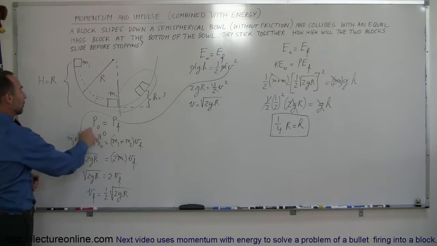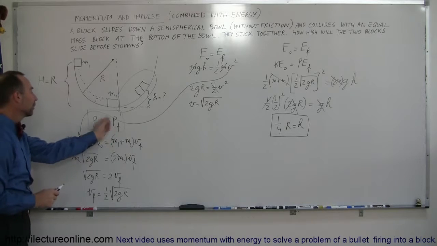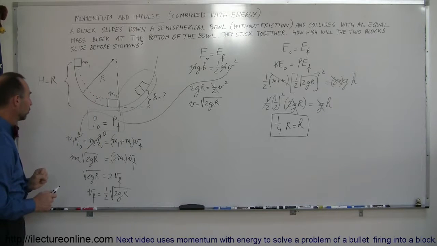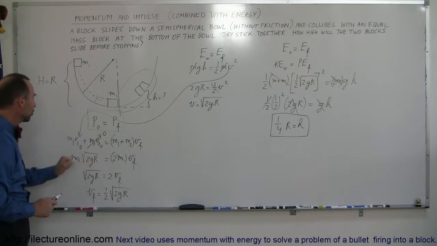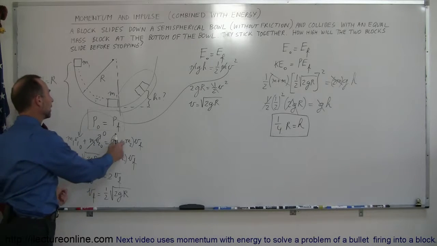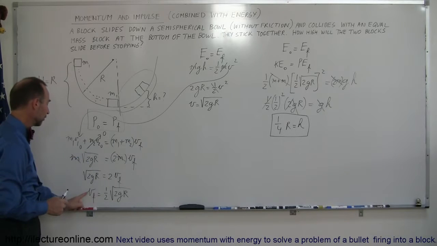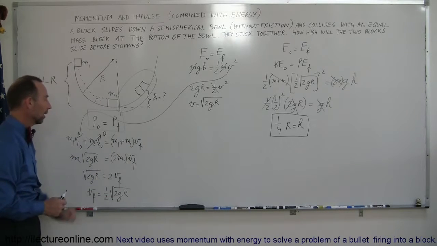So now we use a conservation of momentum to show that the initial momentum must equal the final momentum with the collision. So right before the collision, block 1 is the only one that has momentum, so it's m times v, v being the square root of 2gr. And after the collision, the two blocks stick together, so it would be the two masses together times the final velocity. We can solve that equation then for final velocity in terms of g and r.